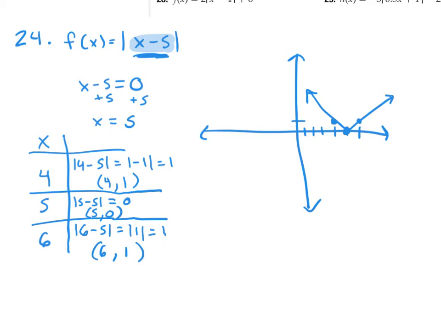So always, to help you start, we plug what's inside of our parentheses equal to 0, and that's going to be our number in the middle. So then we just need one number bigger and one number smaller.